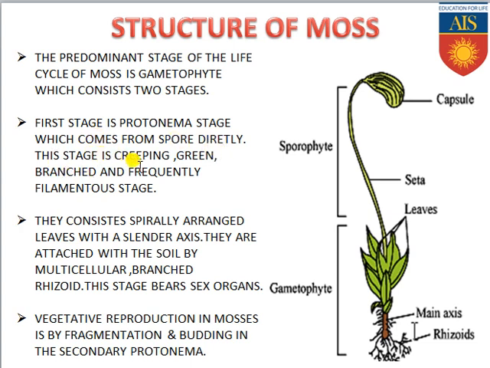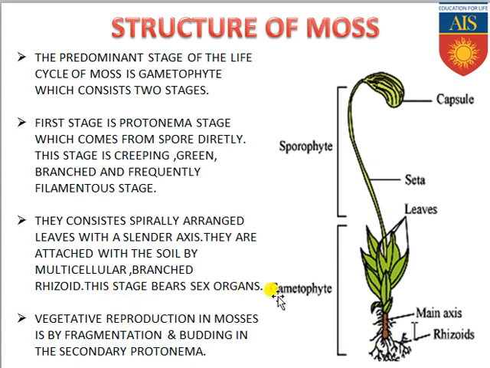This stage is creeping, branched and frequently filamentous. The protonema stage contains green colored filaments that keep creeping. These are also branched and frequently contain filaments. This consists of spirally arranged leaves, which you can see here, with a slender axis. So there is a main or slender axis present. They are attached to the soil by multicellular branched rhizoids, by which they are attached to the ground level.